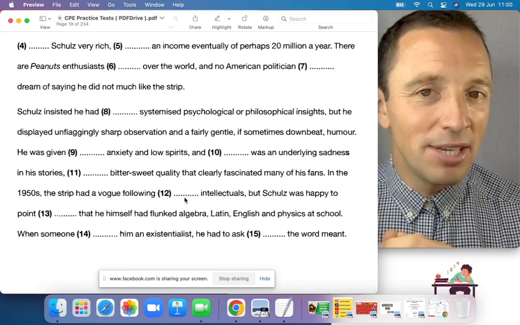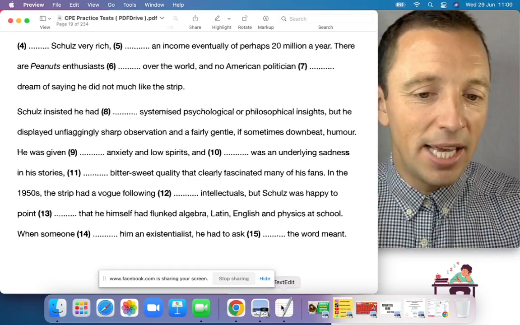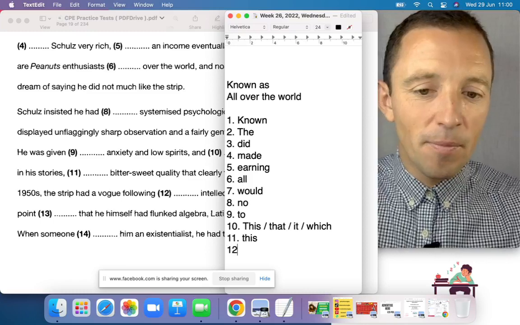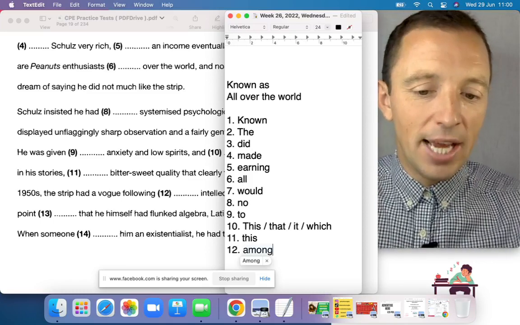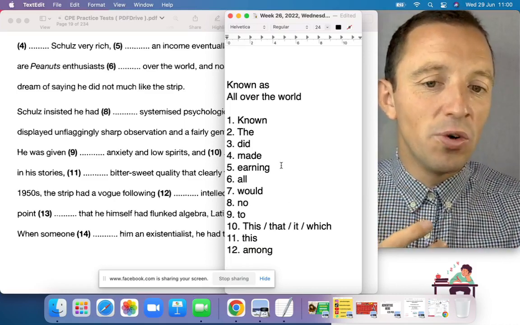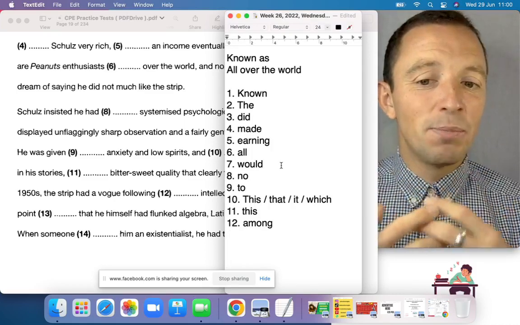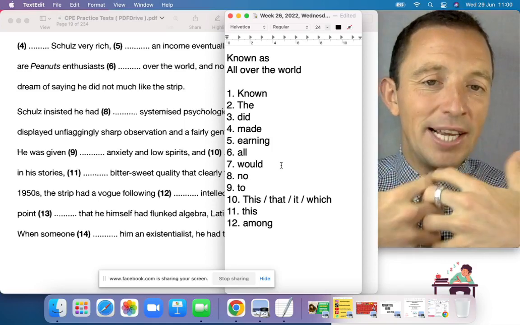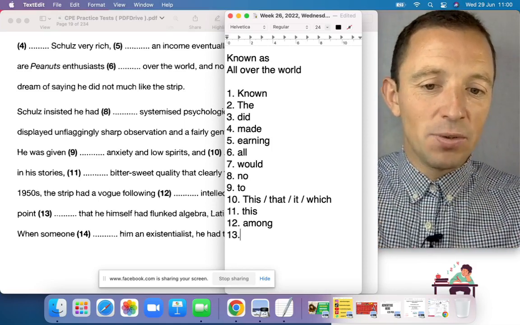I don't know if you have an idea for number 12. For me, it would be among. Okay, and that fits very, very well. It had a very vogue, a cool following with intellectuals, but among, in between, in with the intellectuals.